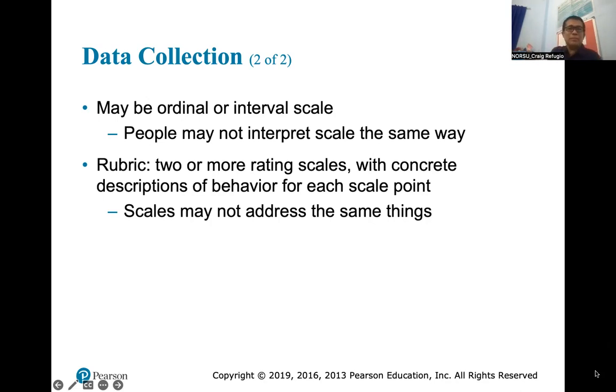Then we look into rubrics. Of course, you know what a holistic rubric is and what an analytic rubric is, as the two basic divisions or categories of a rubric.